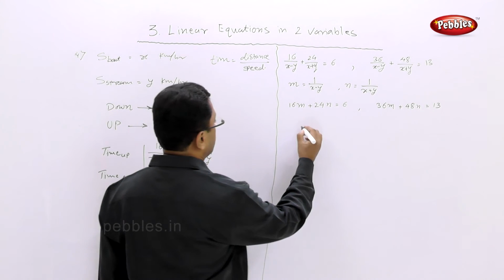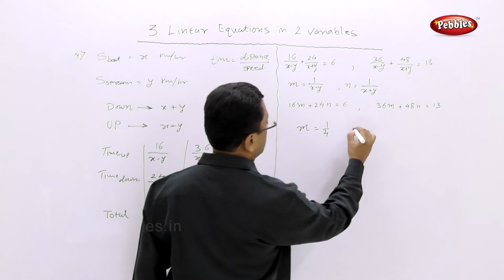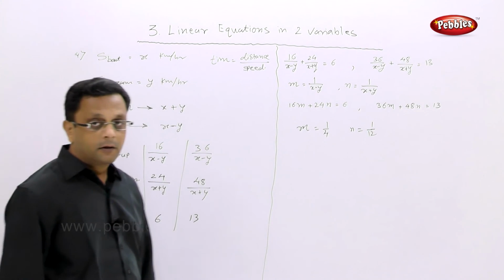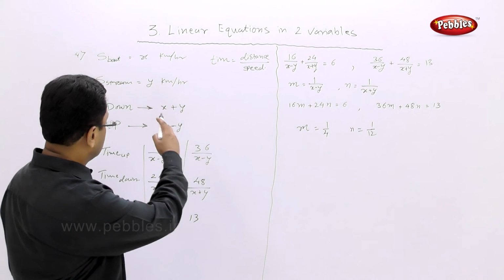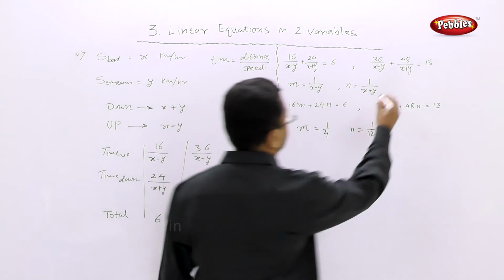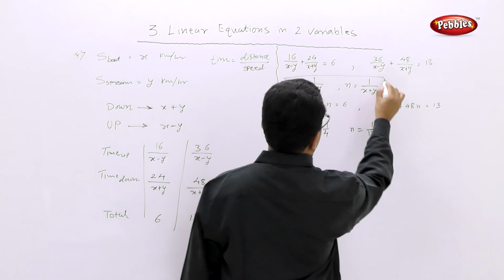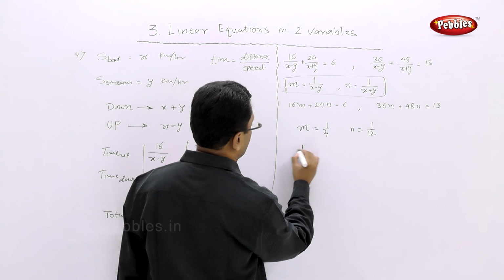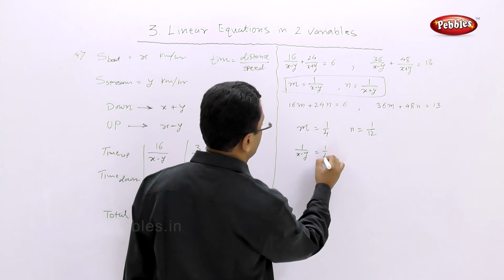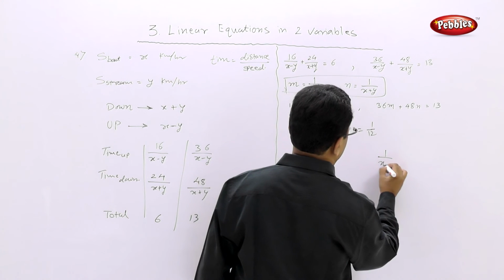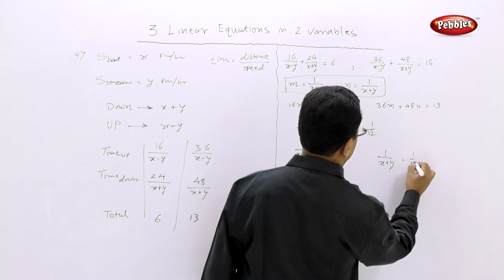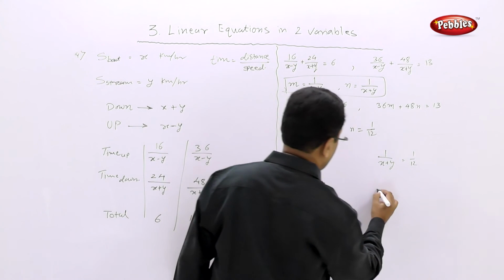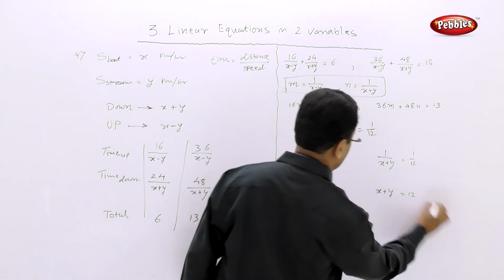So by solving this, we'll get m is equal to 1 by 4 and n is equal to 1 by 12. The problem doesn't end here. You have to resubstitute here. And what do we get? 1 upon x minus y is equal to 1 by 4 and 1 upon x plus y is equal to 1 upon 12. So you get x minus y is equal to 4 and x plus y is equal to 12.